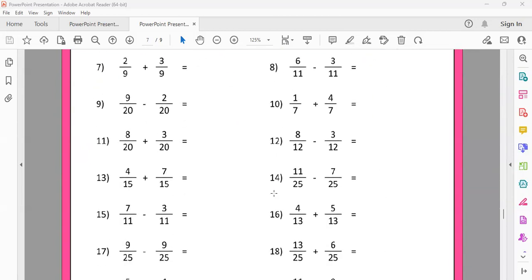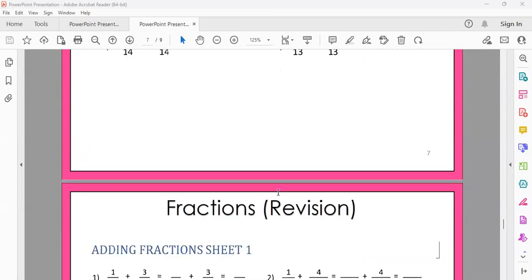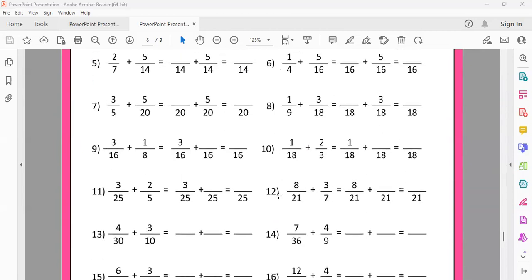Addition with the same denominator. Yes. What time does class end? The class ends when I tell you. I already said 10:30. Yes.